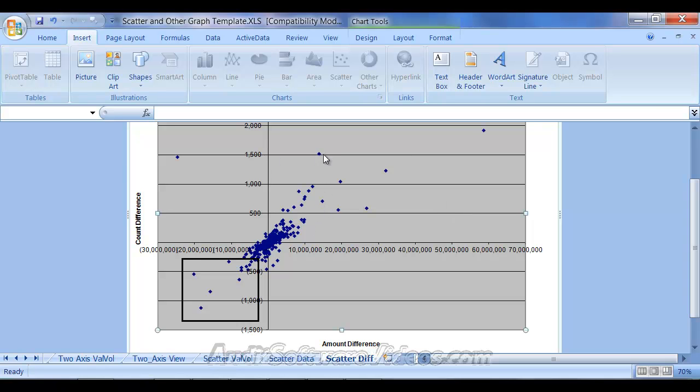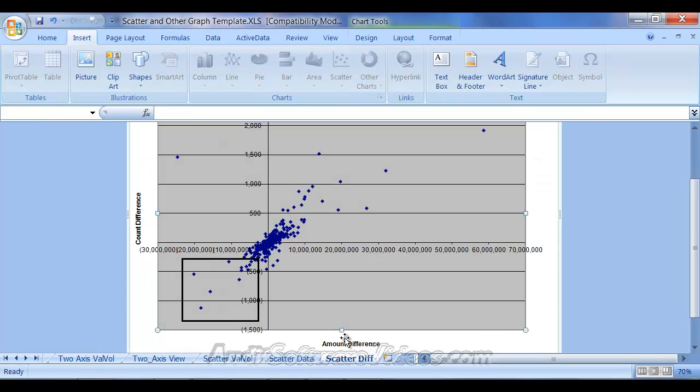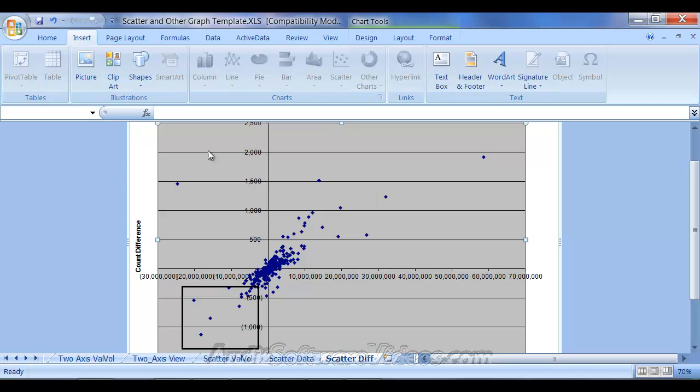I mean, you have 1,500 more invoices and you have $15 million more. It kind of makes sense. Let's take a look at that vendor, but it does have some relative sense to what is happening there. Again, the scatter data, we're looking at differences, which then show up here, and we can look at it into that 4-quadrant type analysis.